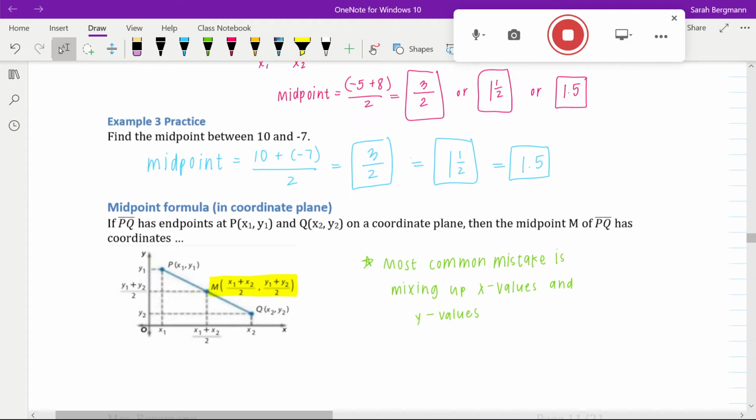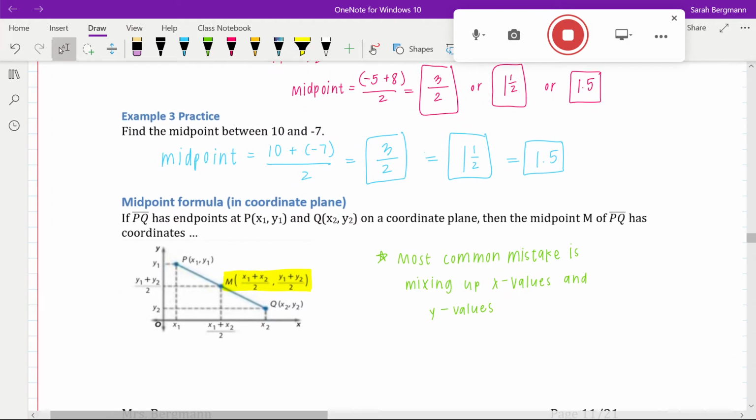Next, I want to show you the formula for the midpoint on a coordinate plane. Basically, you have to average the x's and average the y's. So you have to make sure that you keep the x values together and the y values together. And that'll give you the x coordinate of the midpoint and the y coordinate of the midpoint.